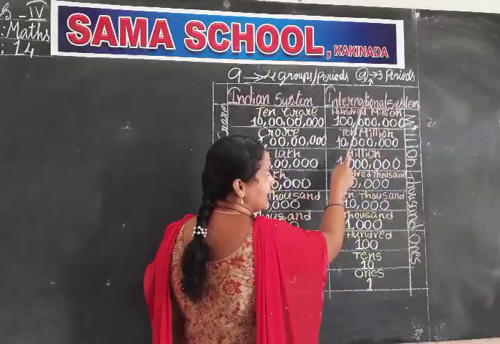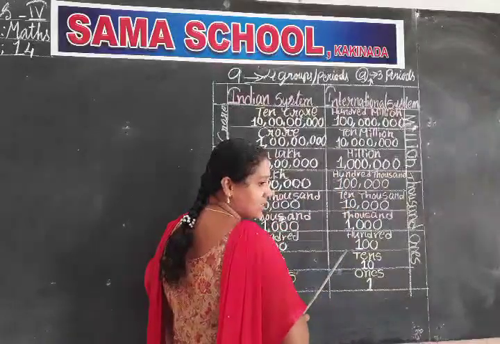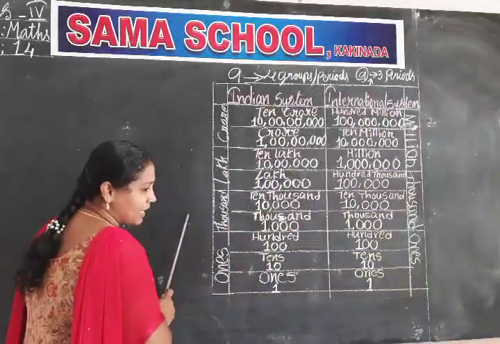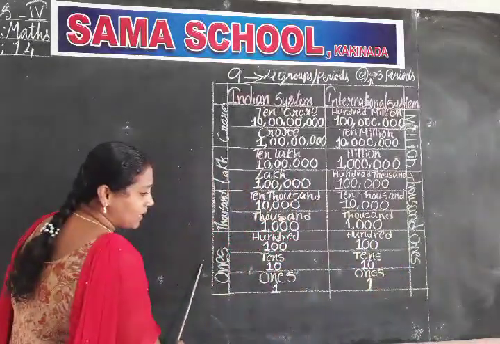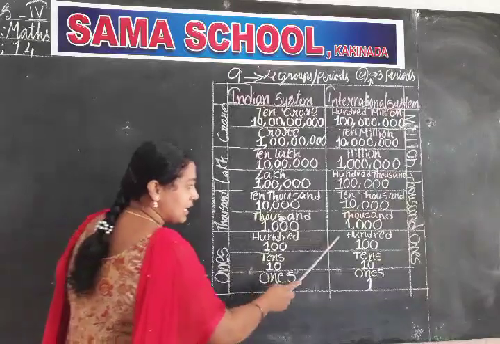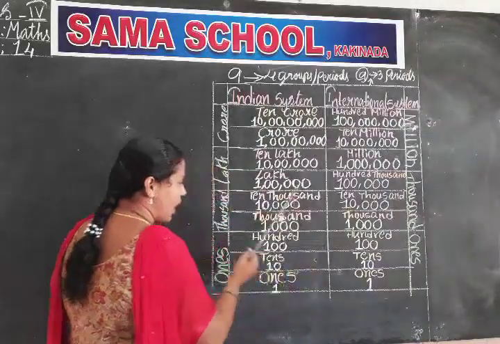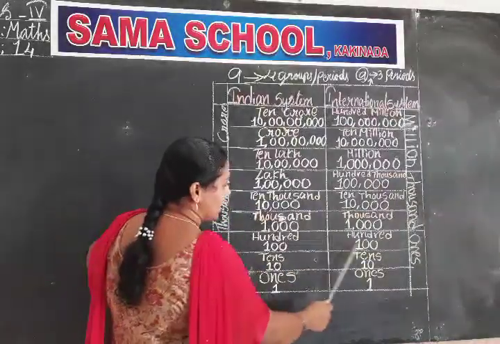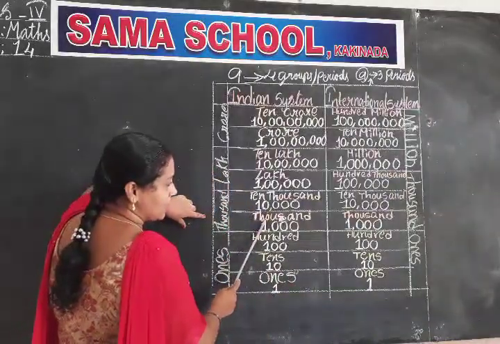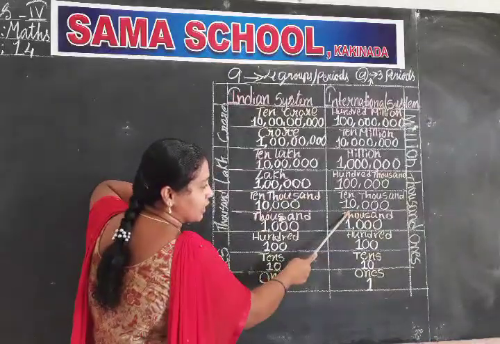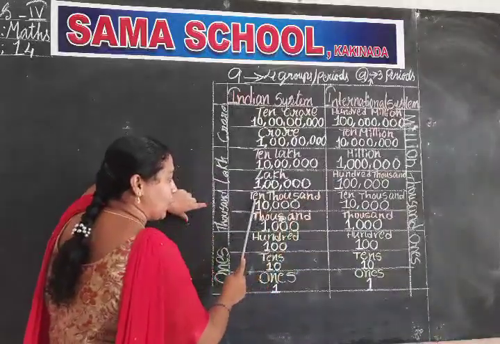Be it clear? In the international system, each group has three places. Coming to the Indian system, here are four groups. In the international system, here are three groups. The ones period has three places in the Indian system, and the ones period also has three places in the international system. So, up to the ones period, it is as it is. Coming to the next period, the thousands period: thousand, 10,000. Here only two places.